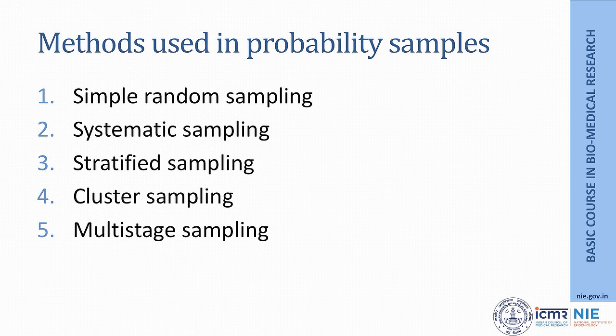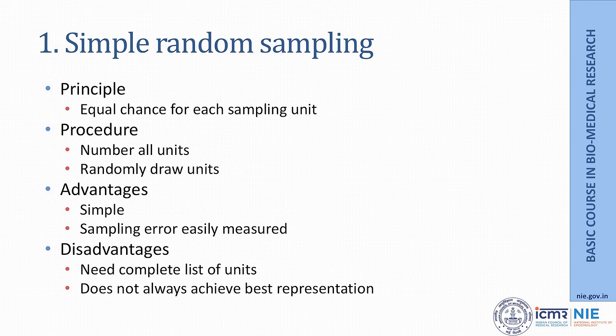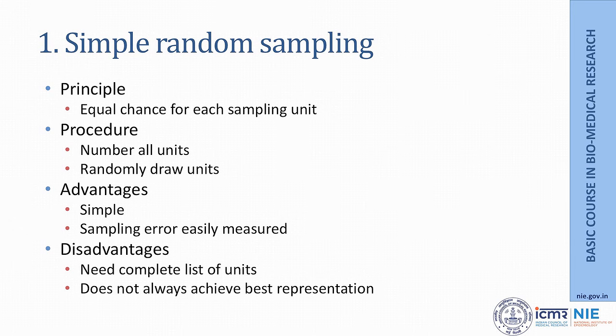Let us look at the first, simple random sampling, which, as the name suggests, is a very simple sampling procedure, very easy to understand, in which every individual sampling unit has an equal chance of being included in a sample. How do you do that? We number all the units and we randomly draw units. The advantage is, as I mentioned, that it is very simple and sampling error is also very easily measured.